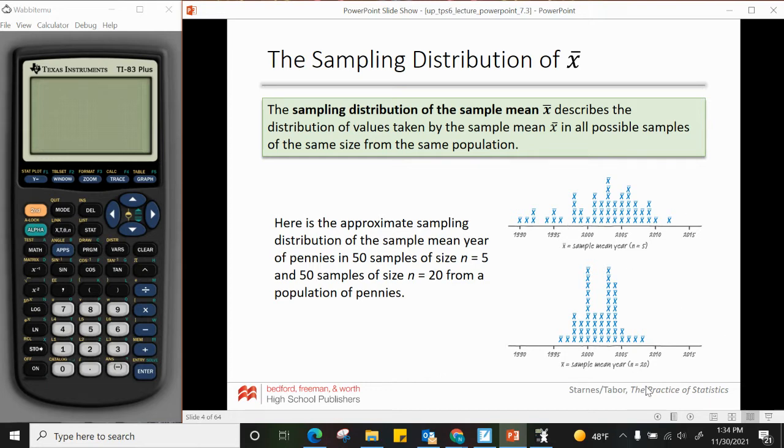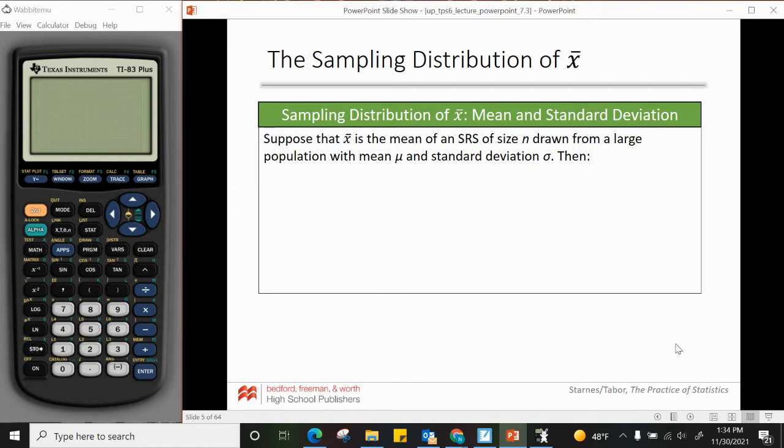Recall that each dot on this dot plot is now a sample mean. That's why it's labeled as x bar. It doesn't have to be labeled as an x bar, but they're doing that to show you that these really are sample means. They're no longer just a dot.